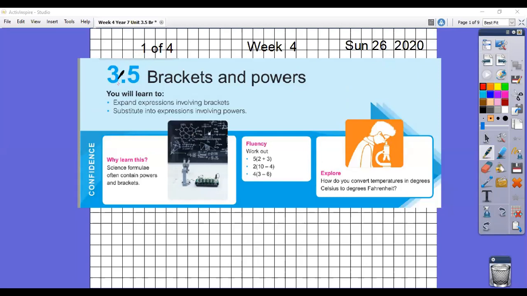We're now moving on to 3.5 brackets and powers. So please make sure you write the date, the sequence of lesson, and the title, 3.5 brackets and powers. And the learning intention is to expand expressions involving powers. As we said, we've already done this lesson before, so hopefully this shouldn't be too new.